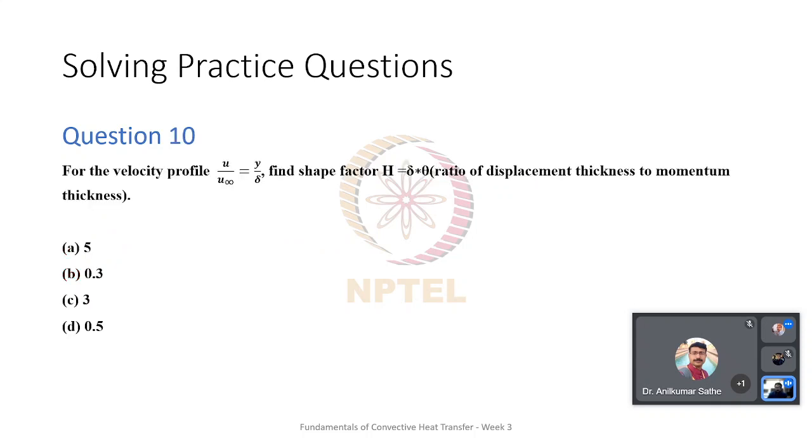Now we'll move on to the last question of today's session. So the last question says, for the velocity profile u by u infinity equal to y by delta, find the shape factor. Okay, so here is a little bit of a misprint. H will be written as delta star by theta, so the ratio of displacement thickness to momentum thickness. So what would be the value of this? You can take your time, try to solve this one. Pick the correct solution. There are 4 options. Option A says 5, option B 0.3, option C 3, and option D 0.5.